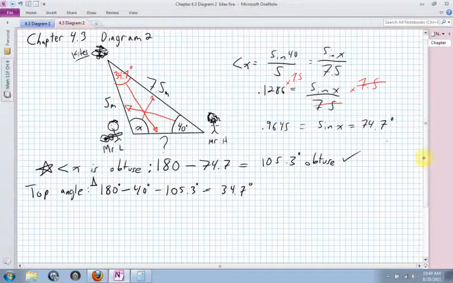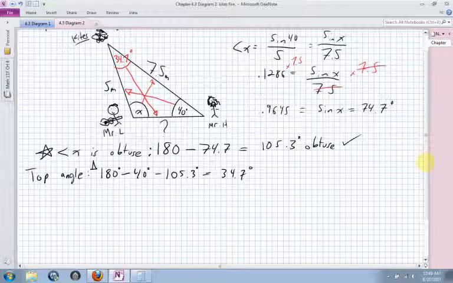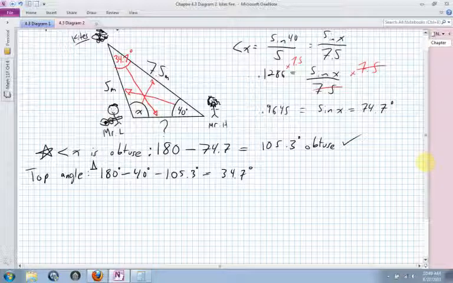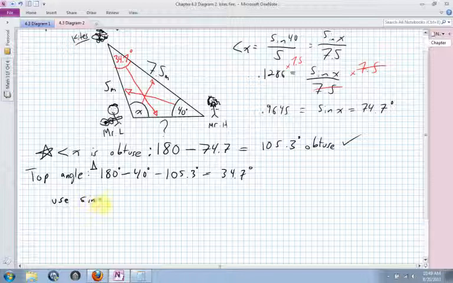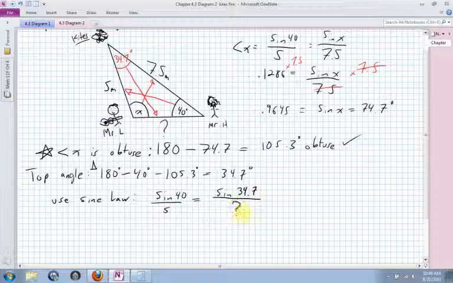So again, I can use the cosine law or the sine law. It doesn't really matter. I like the sine law because it's a bit easier. There's only a few cases you have to use the cosine law in. So I use the sine law. And the sine law says that sine 40 over 5 is equal to sine of 34.7 divided by my question mark.